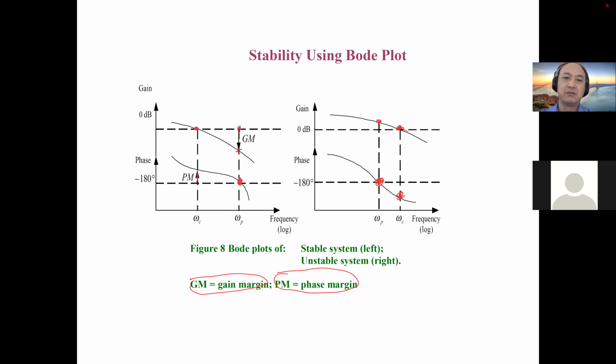The reason we talk about margin is usually for an already stable case. The margin means how far away I am from being unstable. So for an unstable system like that, talking about margin is already meaningless. Make sense? Okay.